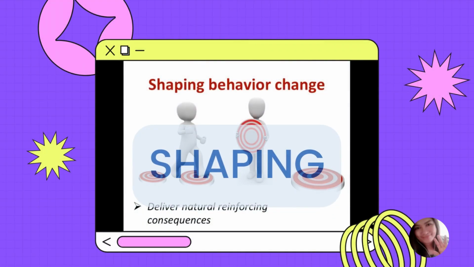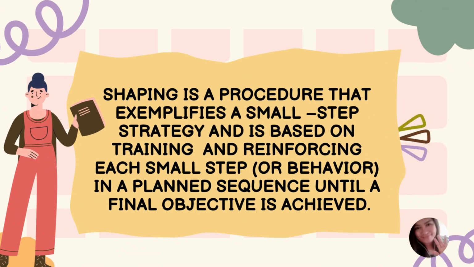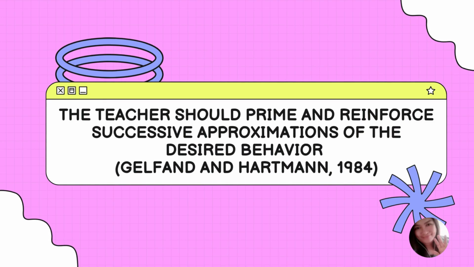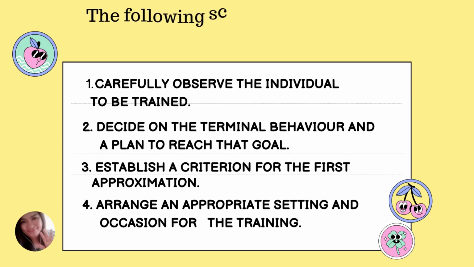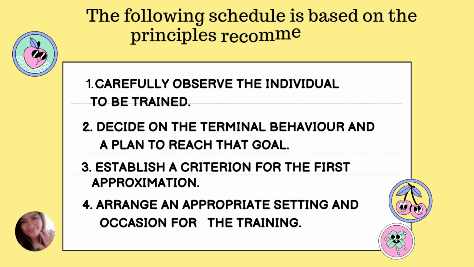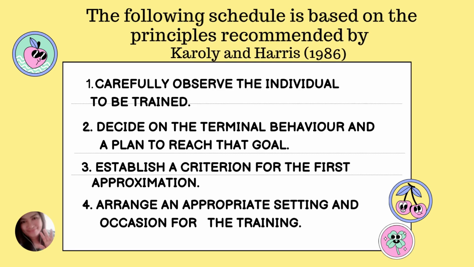Next procedure is shaping. Shaping is a procedure that exemplifies a small steps strategy and is based on training and reinforcing each small step or behavior in a planned sequence until a final objective is achieved. According to Gelfand and Hartman in 1984, the teacher should prompt and reinforce successive approximations of the desired behavior. The following schedule is based on the principles recommended by Carroll and Harris in 1986.